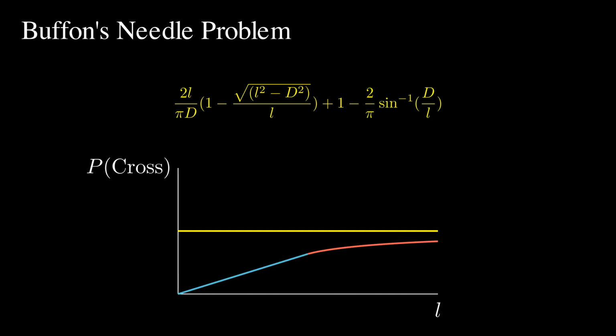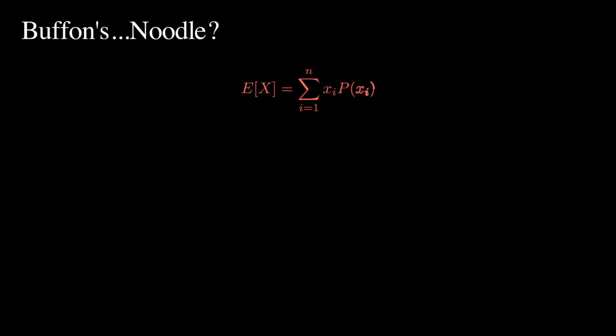But we can generalize the problem further in what's called Buffon's Noodle problem. To start, we need some background information. The expected value of an event is defined as the sum of each value times the probability of that value occurring. For example, the expected value of a needle crossing a line when L is less than d is just 2L over pi d times 1 crossing, since the probability of 2 or 3 crossings occurring is 0.